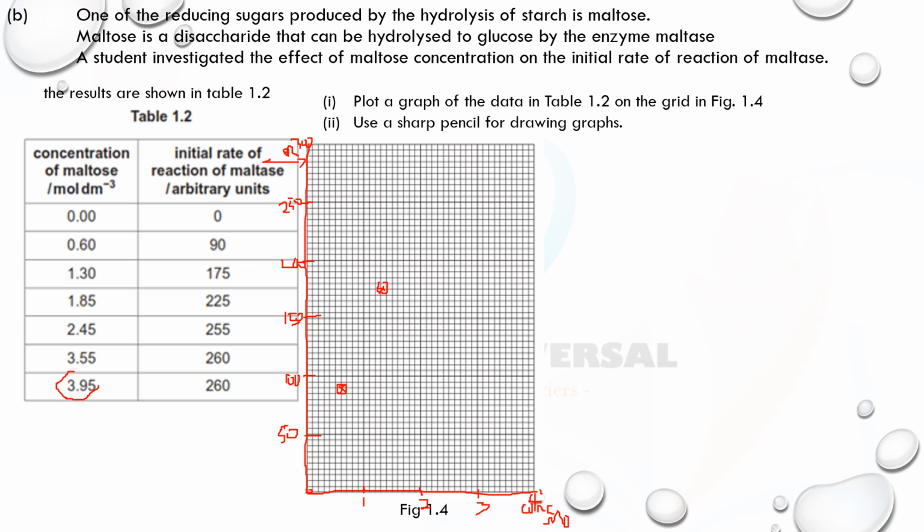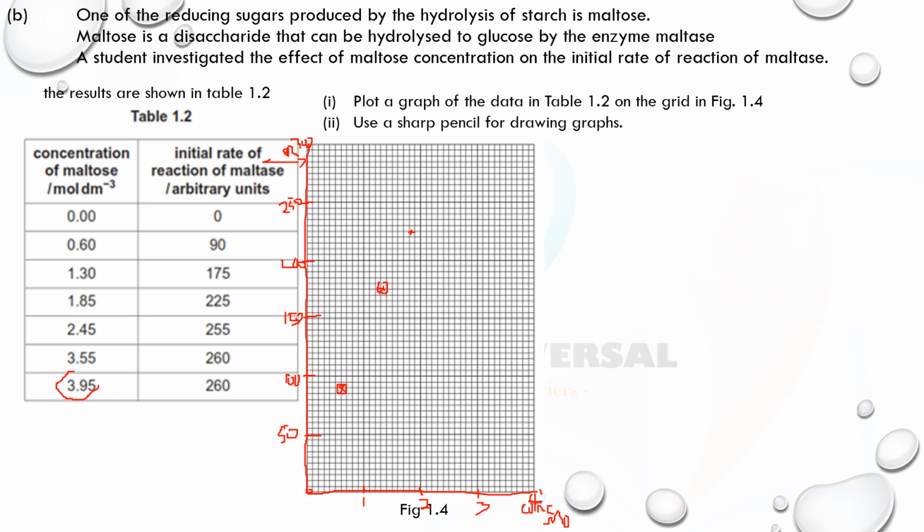The next one, 1.85 and 225. Not 175, 225. 225 should be in the middle here, right? 1, 2, 3, 4, 5. So 1.85 is somewhere here.